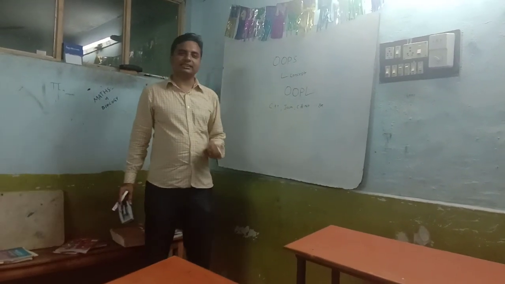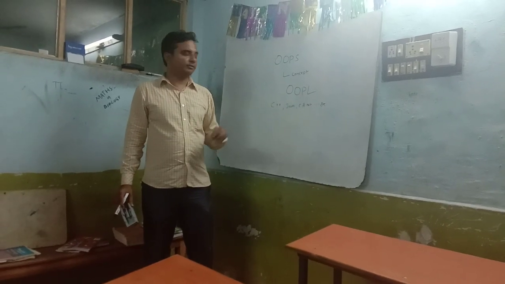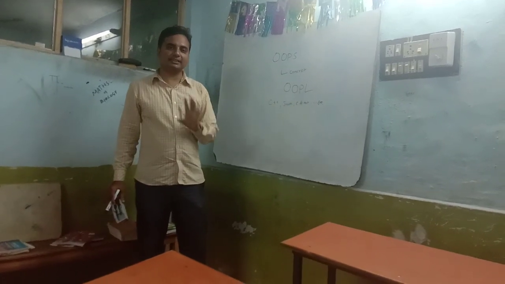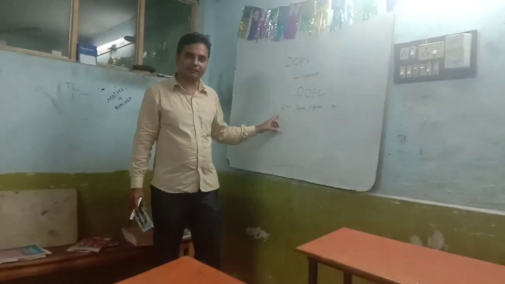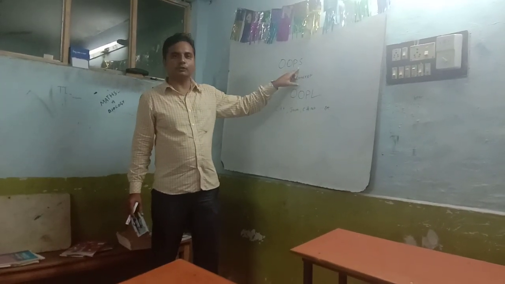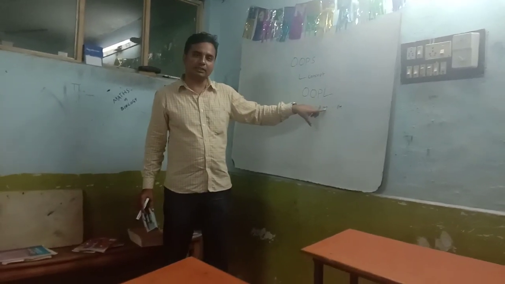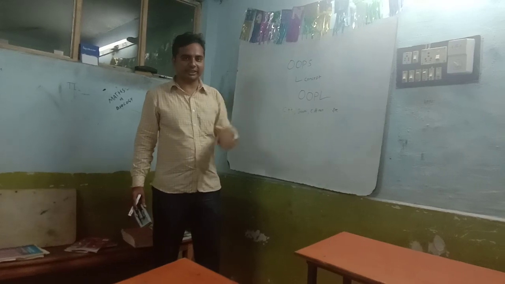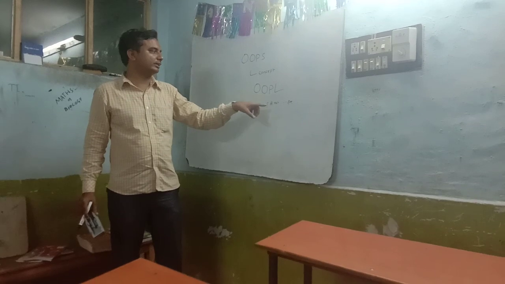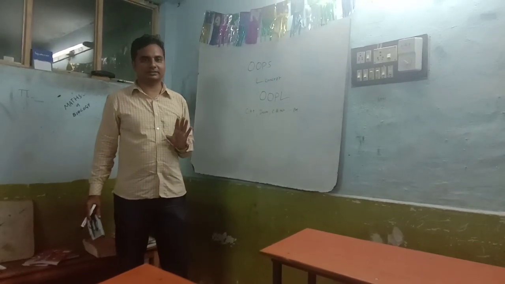Can we say C is an object-oriented programming language? No. Why? C does not support OOPS concepts. Can we say C++ is an object-oriented programming language? Yes, obviously. Why? Because C++ supports OOPS concepts. Java supports OOPS concepts. C#.NET supports OOPS concepts. That's why C++, Java, C#.NET are all considered object-oriented programming languages.